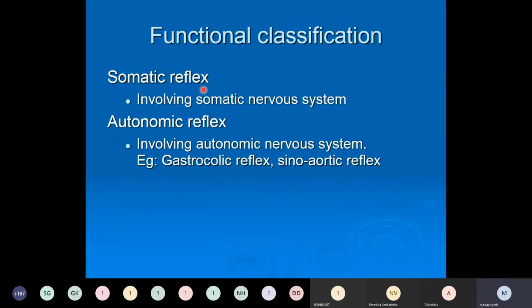In this, you have the somatic reflex if there is involvement of the somatic nervous system. It is an autonomic reflex if there is involvement of the autonomic nervous system. For example, here they have given the gastrocolic reflex. I think in GIT class you have learned this. What is the gastrocolic reflex? It is very nicely seen in newborn babies. If you see any newborn baby, you will notice that the baby drinks mother's milk, and immediately this reflex gets elicited, and immediately there is passage of stools.